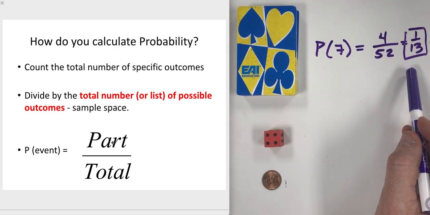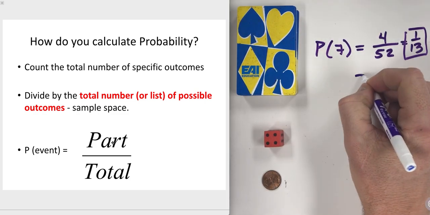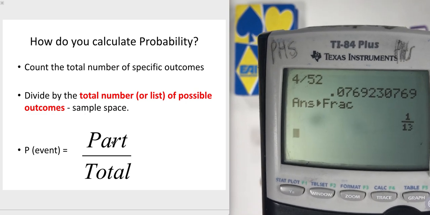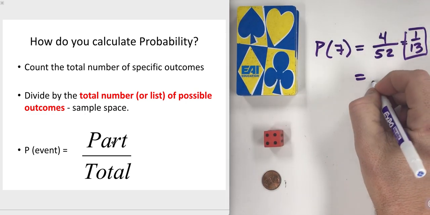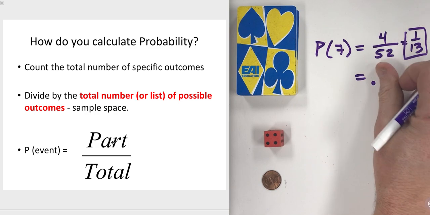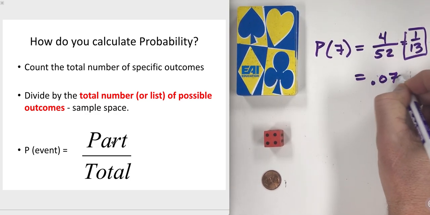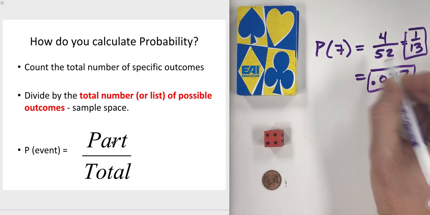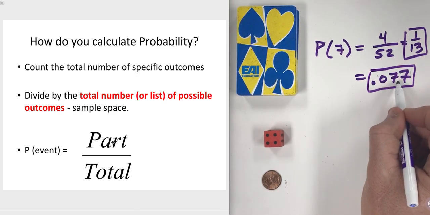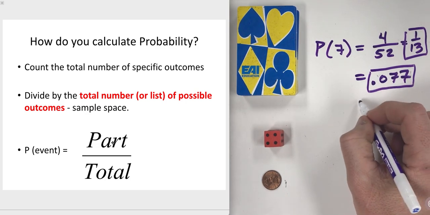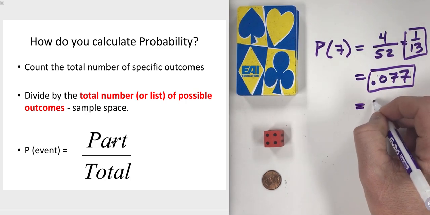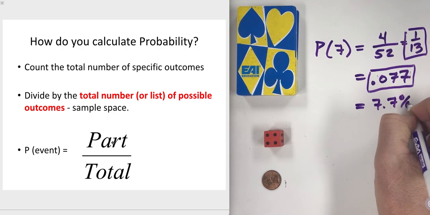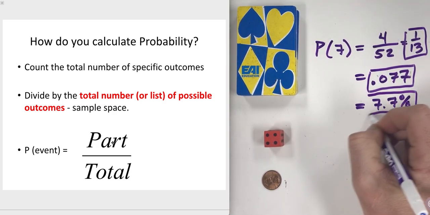But recognize also that probability answers can be written as a decimal. The decimal in this case being 0.077. And then you can also write the answer as a percent. If you're going to write a decimal as a percent, you just move the decimal place 2 places to the right, or multiply your answer by 100, and that'll accomplish the exact same thing. So this is going to give you an answer of 7.7%.